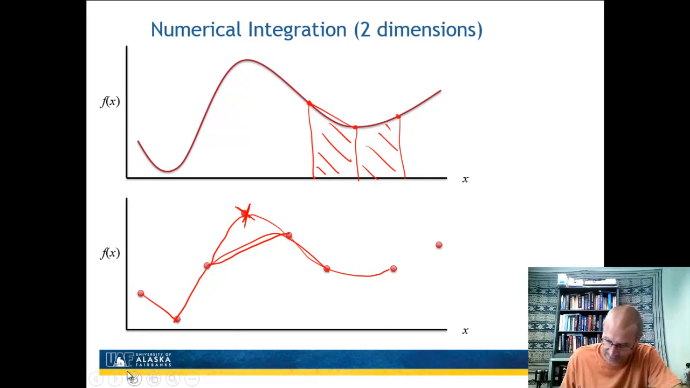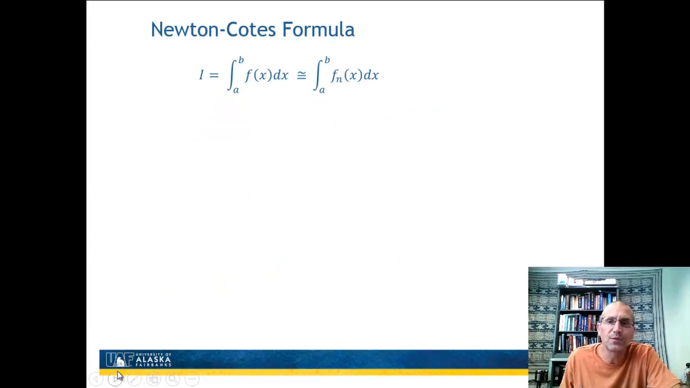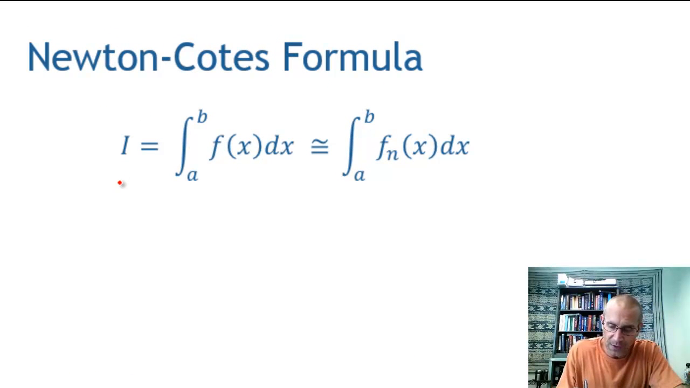All right, so first I want to introduce just the general Newton-Cotes formula. Everything we're looking at will be an instance of this general formula. Using the notation of the book, the integral is represented as I, and we know from calculus that the integral between 2 limits, say a to b, is the function f(x) dx.